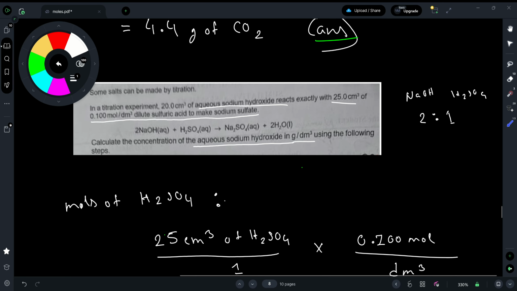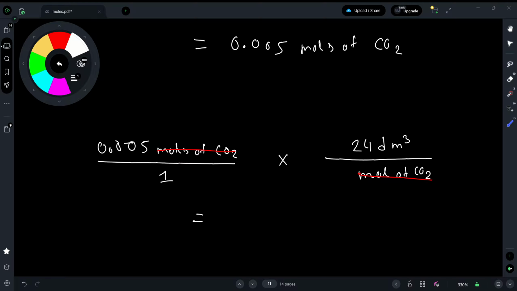But we don't need to do that since we want to cancel carbon dioxide. So moles of carbon dioxide, they cancel each other. So 0.005 into 24, 0.12 dm cube. We have dm cube up here, so 0.12 dm cube of carbon dioxide.